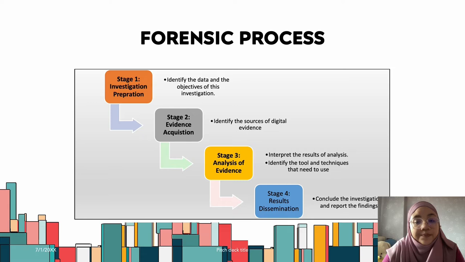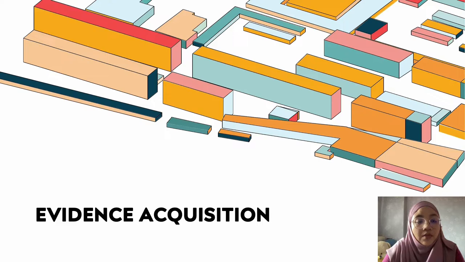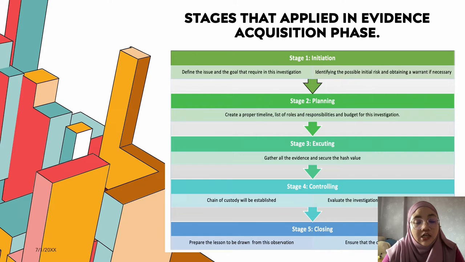Next is evidence acquisition. There are five stages in the evidence acquisition phase. The first is initiation, where we need to define the issue and goals required in this investigation, identify the possible initial risks, and obtain the warrant if necessary. Second is planning, where we plan a proper timeline, list the role of every investigator, and prepare the budget for this investigation.